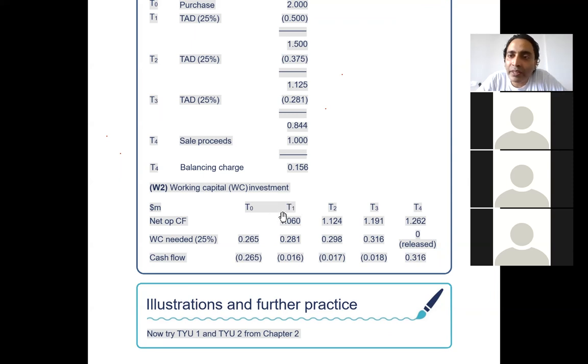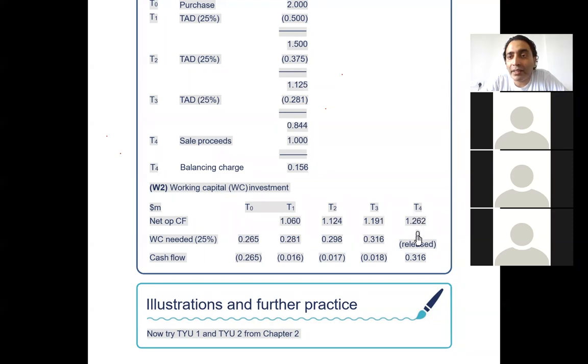So what is the start of the year for T1? For T1, T1 means end of the year, right? End of the first year. So what will be the start of the year? T0. So 25% of 1.060 should be there as a working capital provision in your books right on day one. So 25% of 1.06 is 0.265. 25% of 1.124 is 0.281, and so on. ठीक है? सिर्फ याद ये रखना है. हर एक का 25% आपने ले लिया.